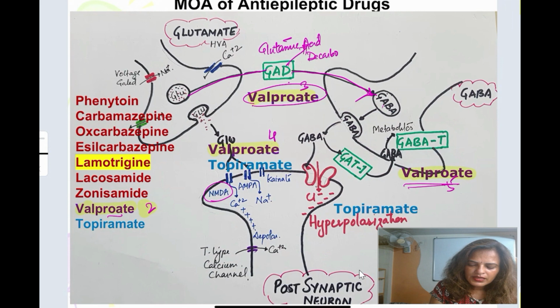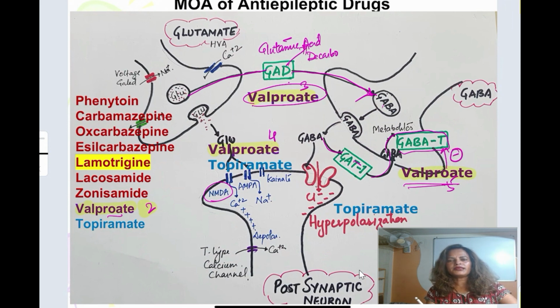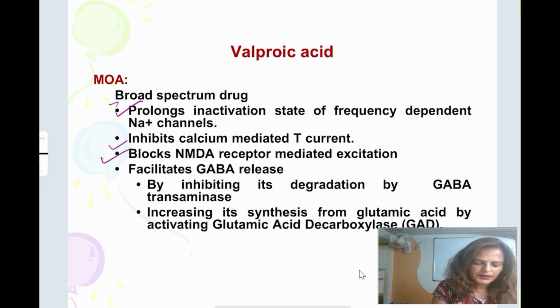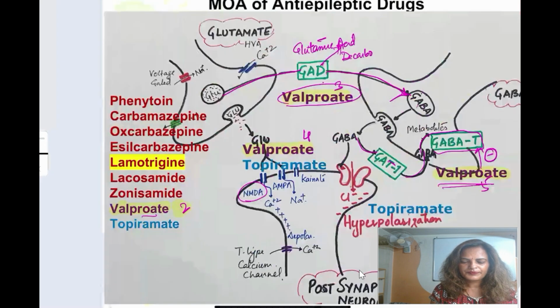So once this GABA is released, there is a reuptake by the transporter, and within the neuron again it is metabolized by the transaminase, GABA transaminase. So this valproate is going to inhibit this GABA transaminase. So you can see now, it prolongs the inactivation of the sodium channel, inhibits the calcium mediated T current, blocks the NMDA receptor. Among excitatory and inhibitory, it is going to facilitate GABA by inhibiting its degradation, and by increasing its synthesis, by all this.